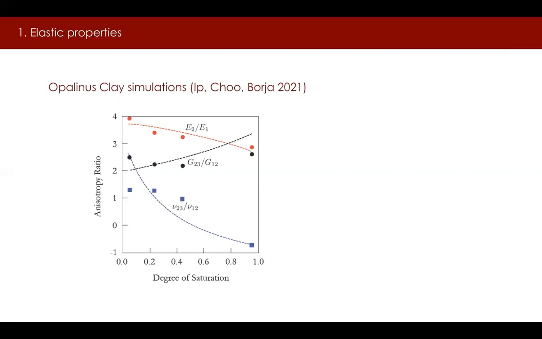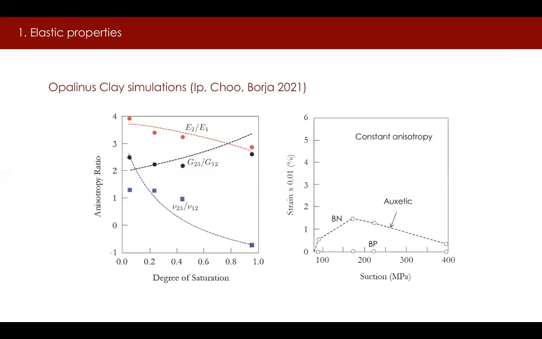The estimated anisotropy ratio for Young's moduli, represented by the red dashed curve, matches well with the measured data points from Yurikov et al. The estimated shear moduli ratio, represented by the black dashed curve, slightly overestimates the ratio at the nearly saturated state and underestimates the ratio at the nearly dry state. The estimated Poisson's ratio anisotropy, represented by the blue dashed curve, is not quite good due to the poor fit of the linear function on one of the Poisson's ratios.